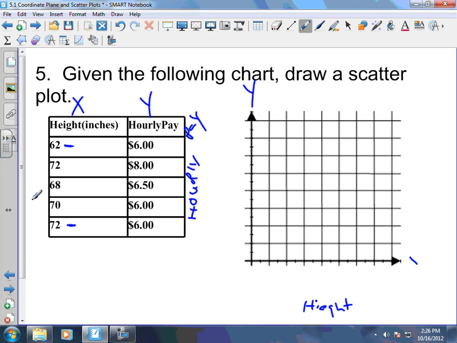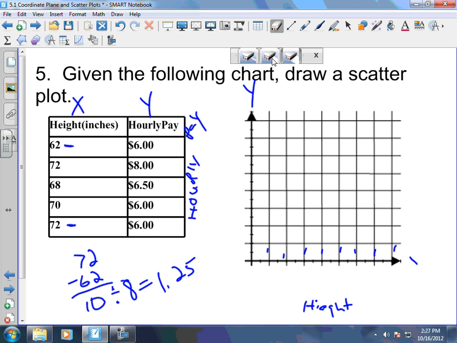In order to figure out what my spacing should be, I'm going to take my largest number, 72, and I'm going to minus my smallest number, 62. 72 minus 62 is 10. Now I divide by the number of lines I have. I have 1, 2, 3, 4, 5, 6, 8 lines. So I divide 10 divided by 8 equals 1.25. Now, I'm just going to round that up to 2. That means my spacing is going to be 2 numbers for every line.